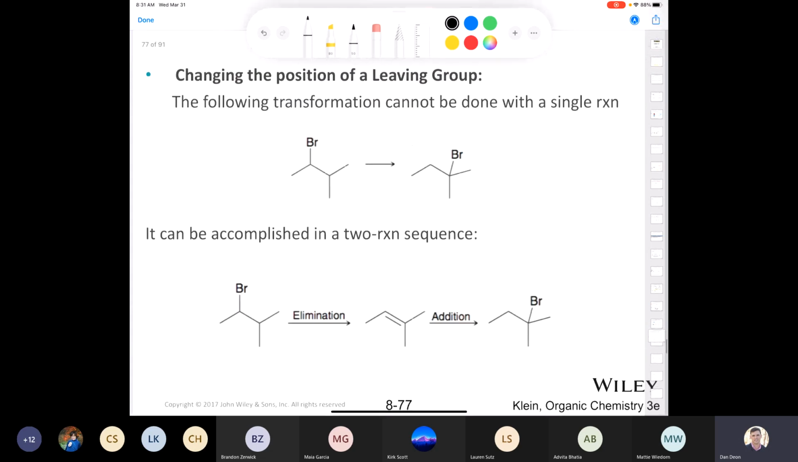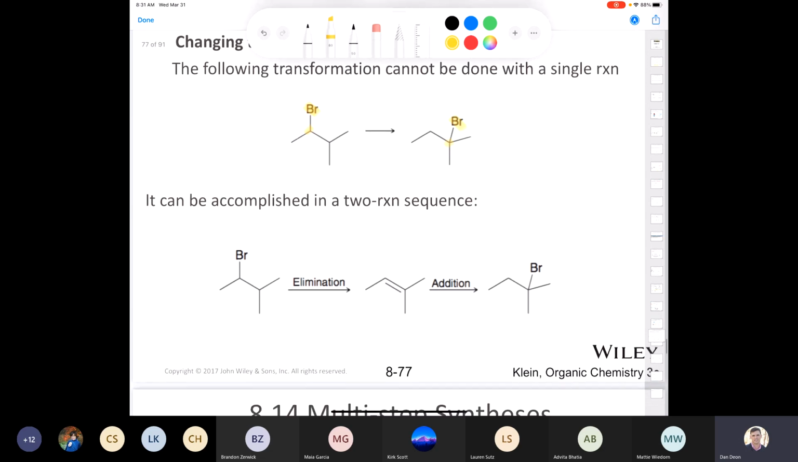What if you want to change the position of a leaving group, like a bromide? How would we do that? I want to just make this bromide, or bromine, dance from this carbon over to this carbon. How do you do that? How do you move it around? Well, we know a way to do that, right? What if you could eliminate that bromine in the first molecule? What if you could do an elimination to make the Zaitsev product?